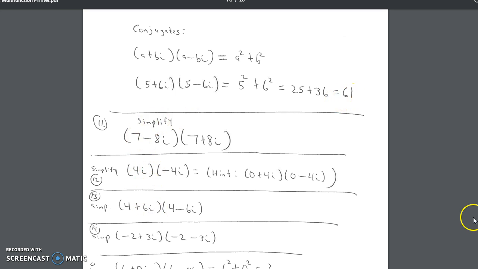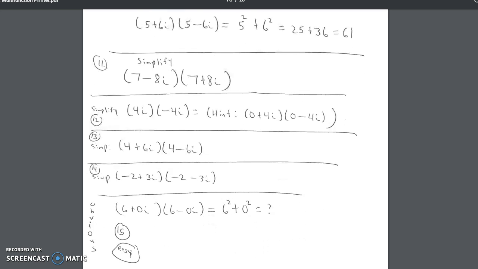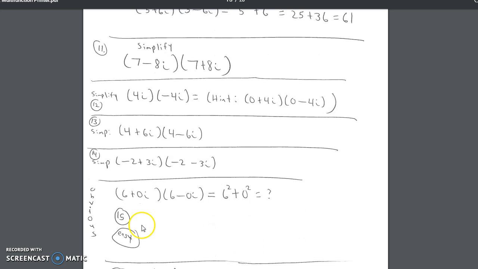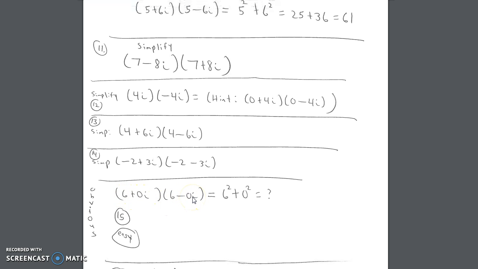So copy these down real quick, and I gave you some helpful hints, by the way. This is number 15. I want you to do 6 plus 0i times 6 minus 0i for number 15. And that's very easy to do. So 6 plus 0i times 6 minus 0i, that's just 6 times 6, guys. So number 15 is easy.